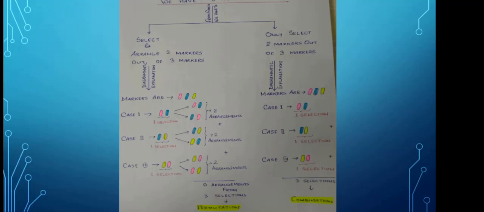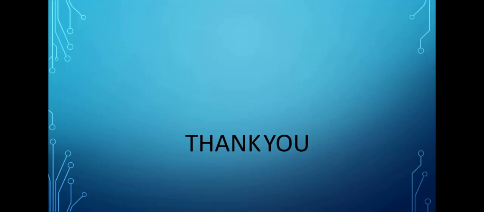So in total, we do not have to arrange them, we just have to select 2 markers from these three. How many selections could we make? 3 selections. We are making 1 selection plus 1 selection plus 1 selection. So 3 selections are made, and this gives rise to the concept of combination. Through this video, we are trying to make you familiar with the basic concepts of permutation and combination and how they can be related to real life situations. Thank you.